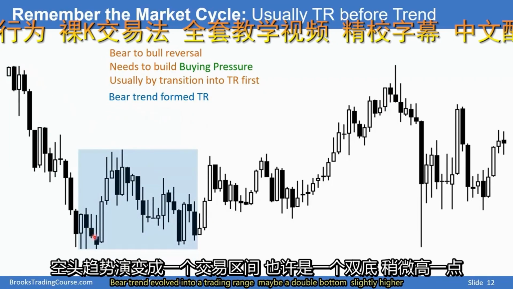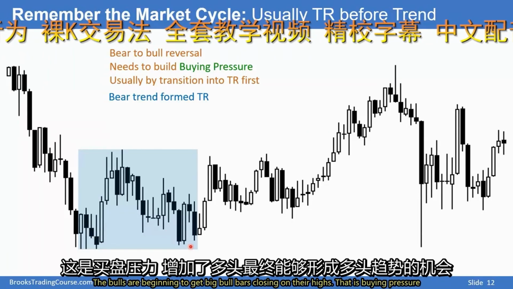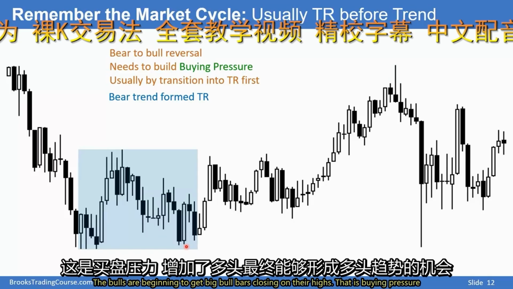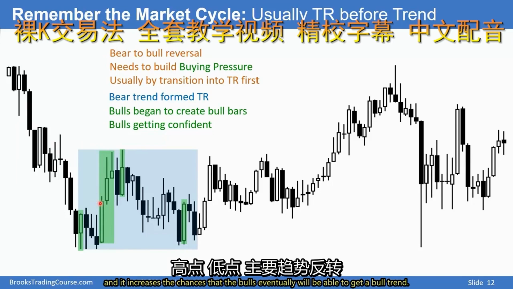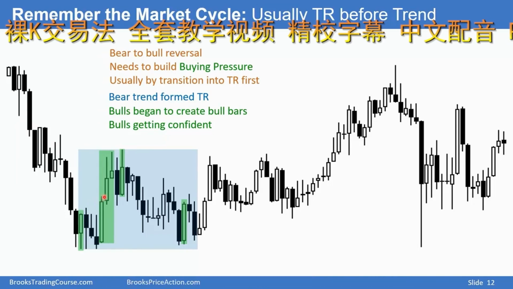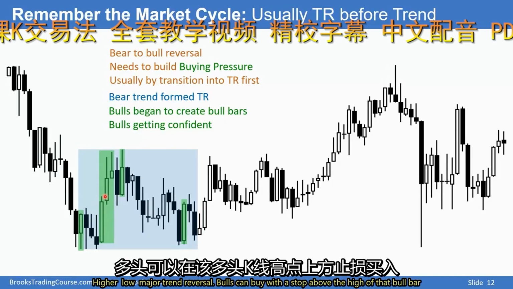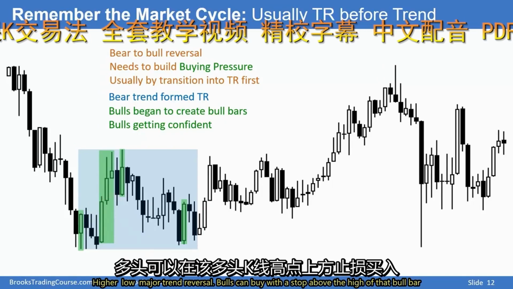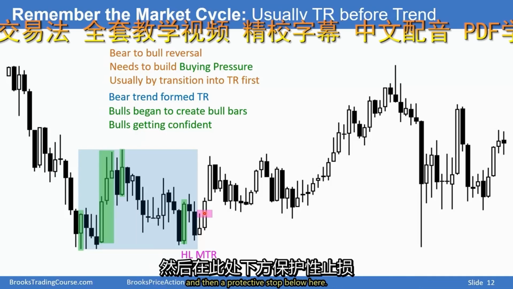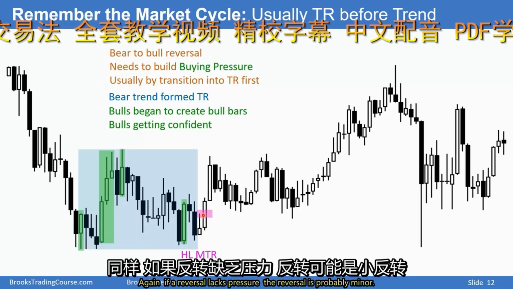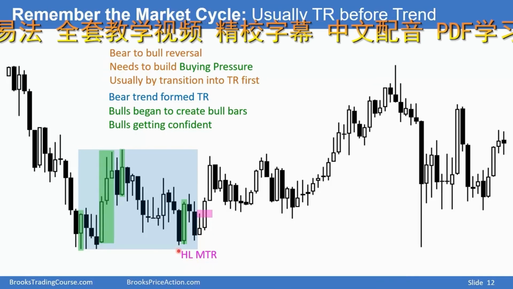Bear trend evolved into a trading range, maybe a double bottom, slightly higher low, major trend reversal. The bulls are beginning to get big bull bars closing on their highs. That is buying pressure, and it increases the chances that the bulls eventually will be able to get a bull trend. Higher low, major trend reversal. Bulls can buy with a stop above the high of that bull bar, and then a protective stop below here.